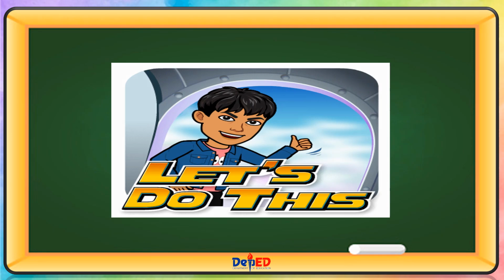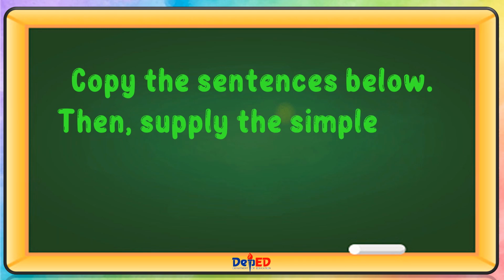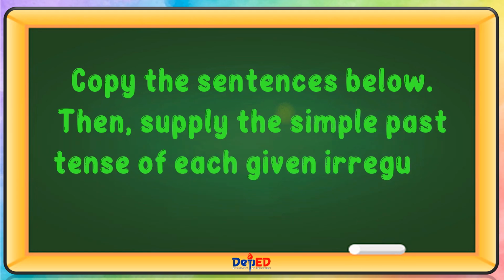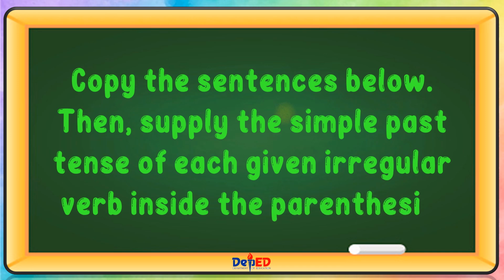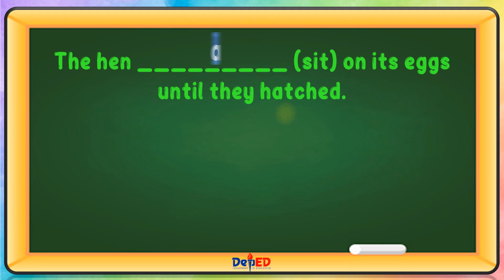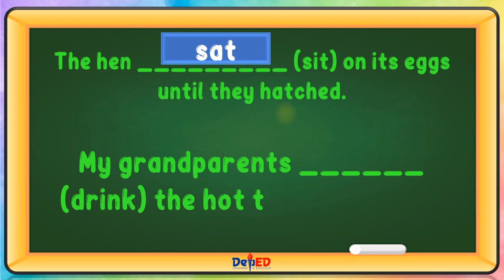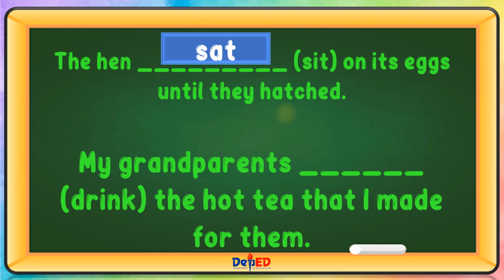Let's do this. Copy the sentences below, then supply the simple past tense of each given irregular verb inside the parentheses. The hen blank on its egg until they hatch. The answer is sat. My grandparents blank the hot tea that I made for them. The answer is drank.